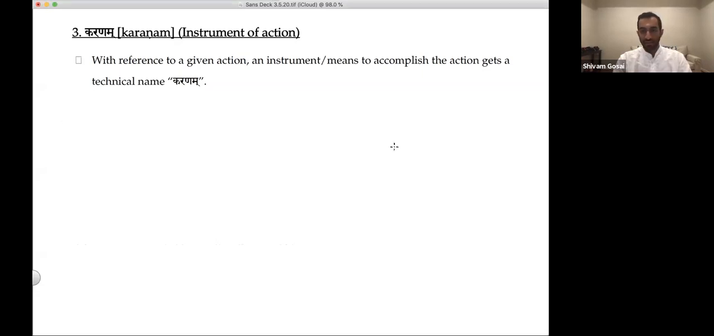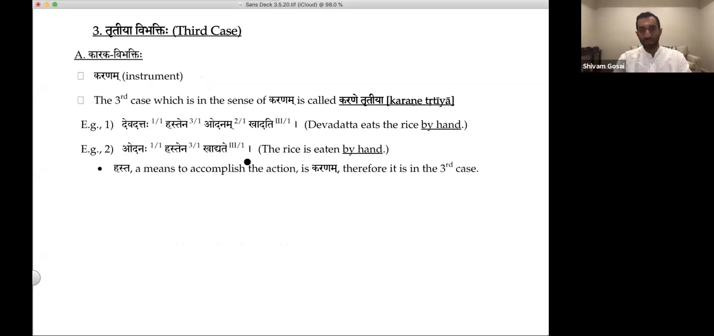Okay, so going back. Now we're going to go back to page 78 in the book. So you can flip back to page 78 and you can see that the third case is employed to convey the karanam. So when we use this third case to convey this karaka called karanam, it's called karane tritiya. Okay, so you can repeat it after me. Karane tritiya.